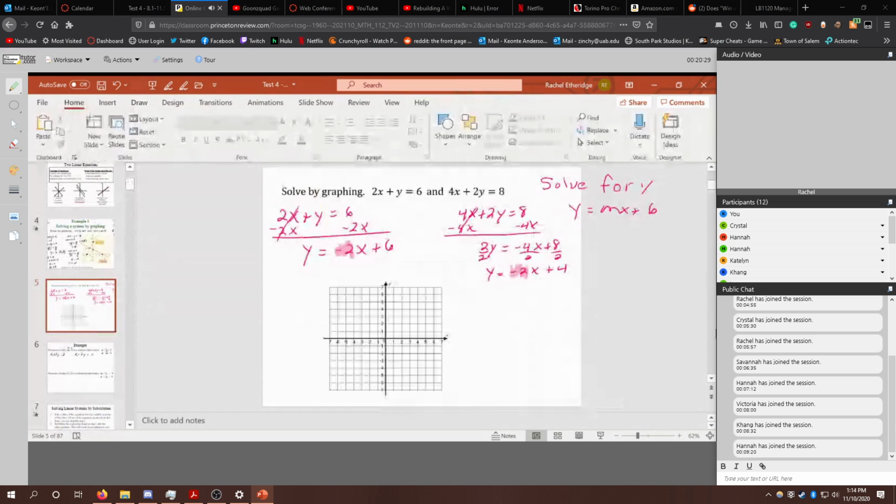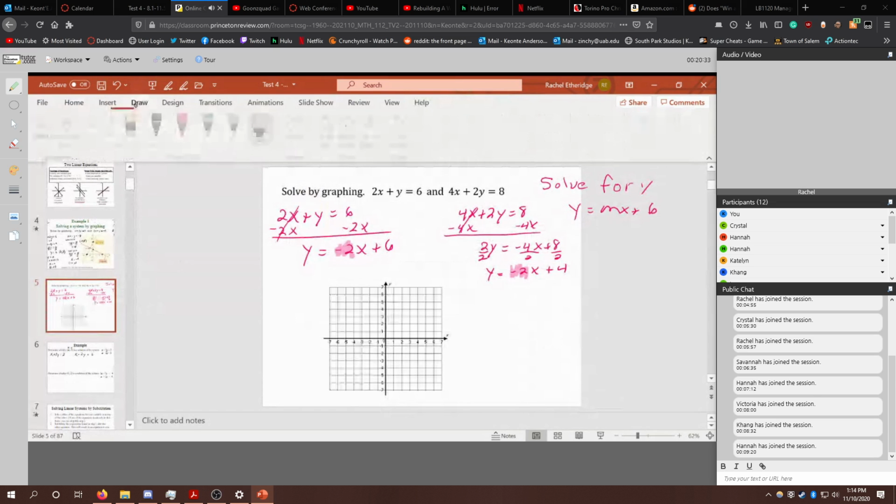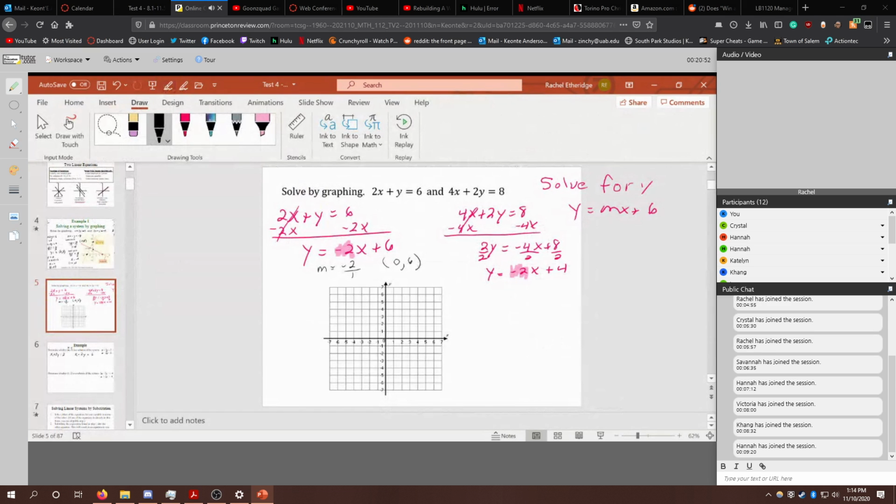Okay, so in this one, remember that this is the slope-intercept form. So that means your slope is negative 2. So we put that over 1, and your y-intercept is (0, 6).